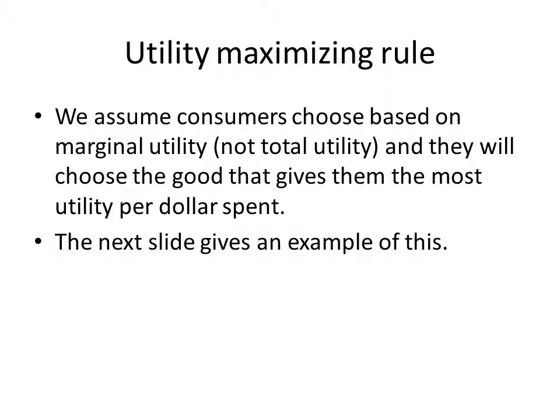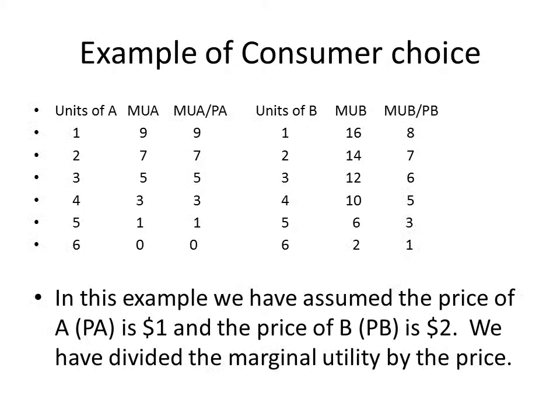So let's discuss what we call the utility maximizing rule. We assume consumers choose based on marginal utility, not total utility, and they will choose the good that gives them the most utility per dollar spent. The next slide gives an example of this.